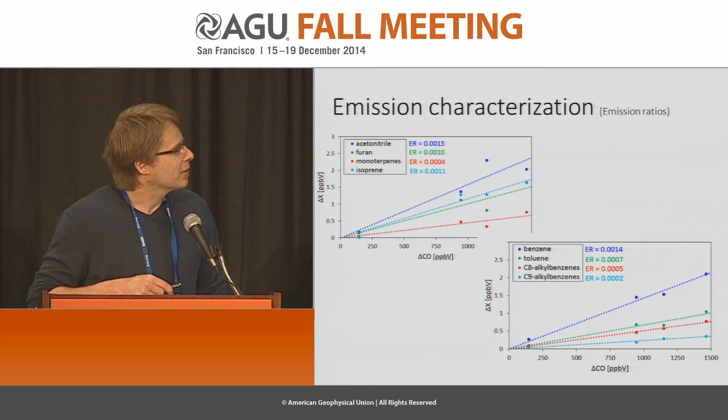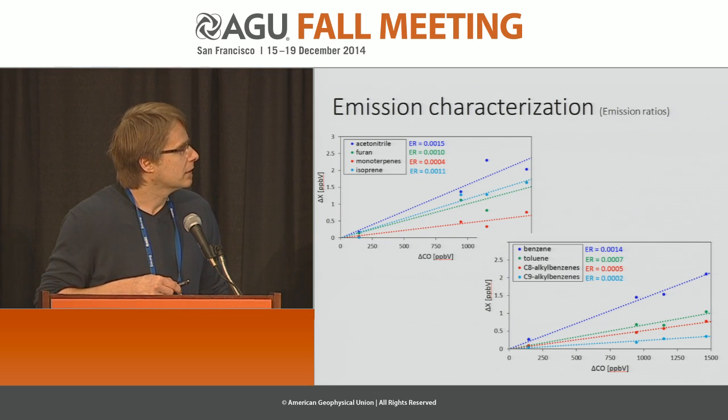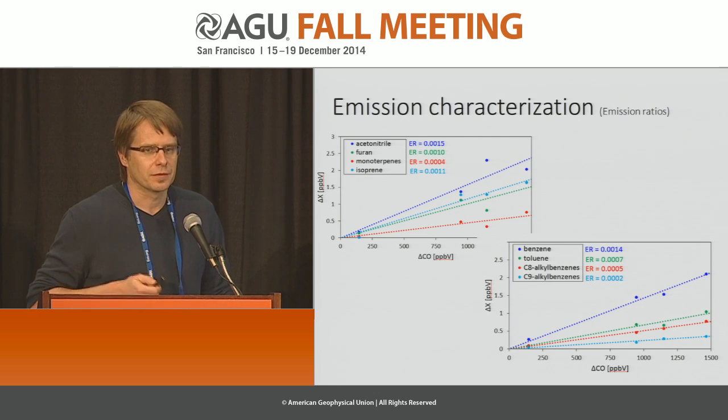And so these are the emission ratios we get for acetonitrile, furan, monoterpenes, isoprene. Unfortunately, Markus uses ppb per ppb. You should probably use ppt per ppb. So it's 1.5 ppt per ppb for acetonitrile, which you typically find in the literature. But this is the first time we have characterized this at high time resolution for furan, and you see in mass 69, it's about 50-50 the contribution from these two compounds.